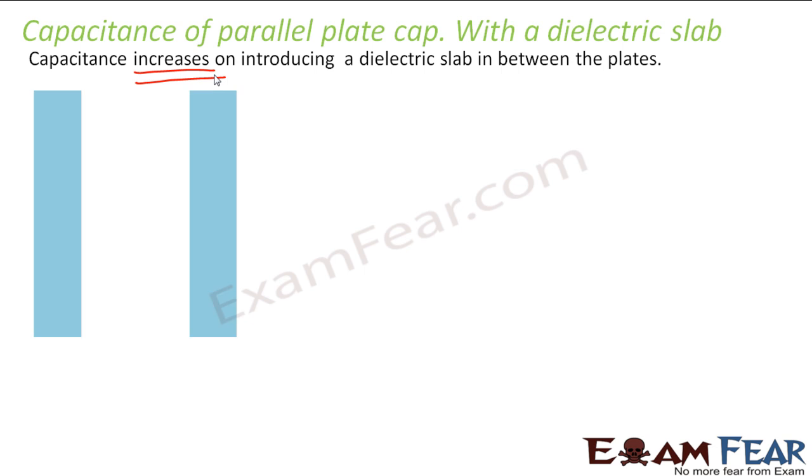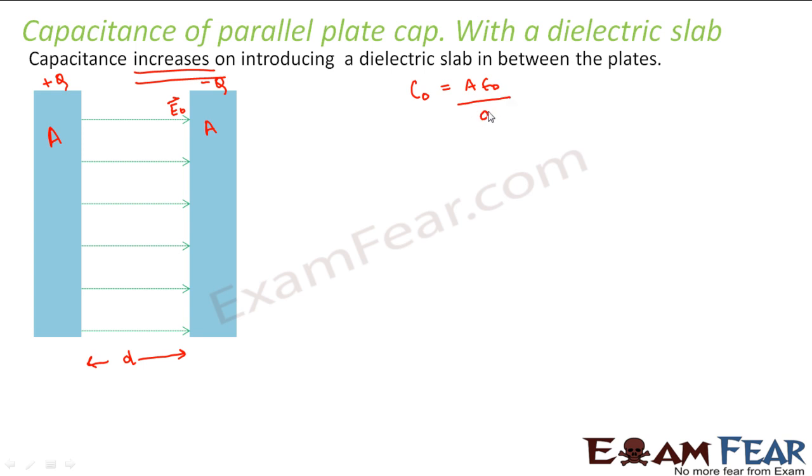So let us suppose this is my capacitor. Let us say these two plates are of area A. One has plus Q charge, and this has minus Q charge. Both have area A and they are separated from each other by distance D. So an electric field exists between them. Let us say this electric field is E0, the electric field between the plates of the capacitor. So what is the capacitance right now? It is A epsilon naught by D.